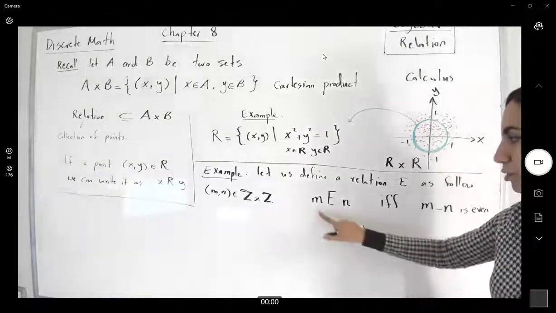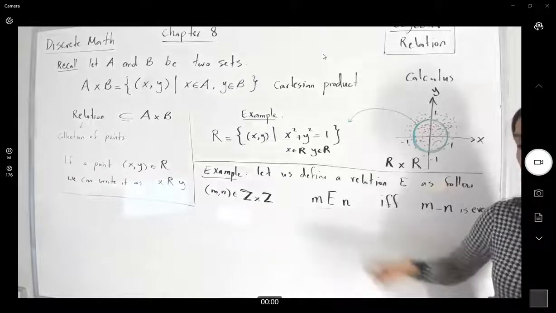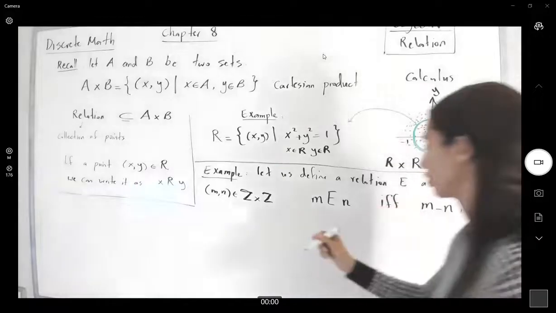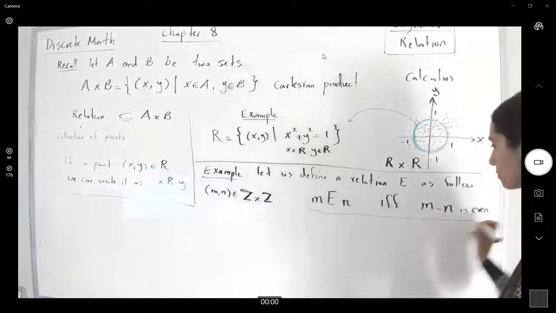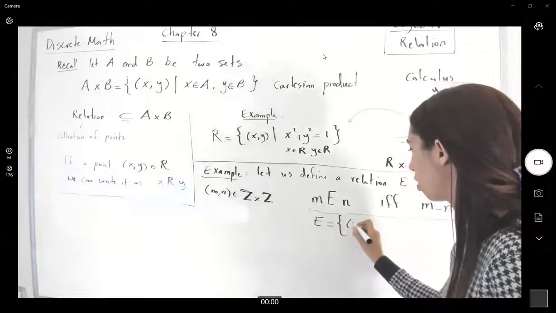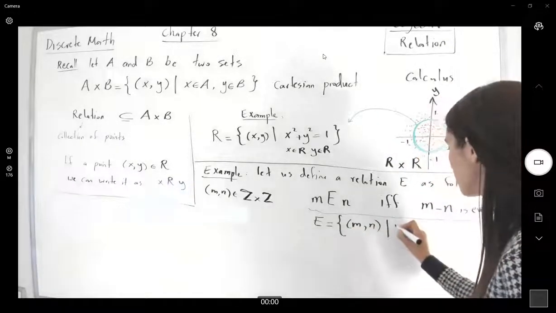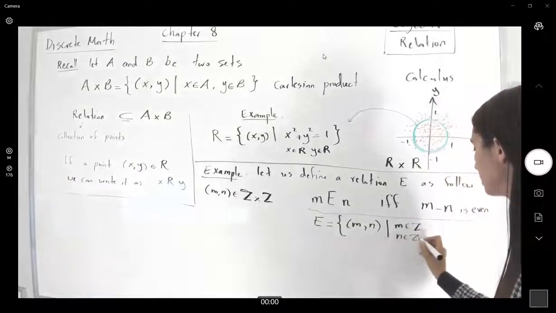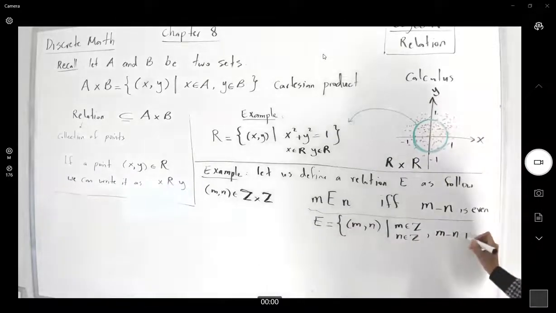So what are we trying to do? We're trying to build this relation. How do we represent this relation? Using set notation. So we're going to define, this is equivalent to saying that E is equal to the set of all ordered pairs M and N, such that M is in Z, N is in Z, and M minus N is even.